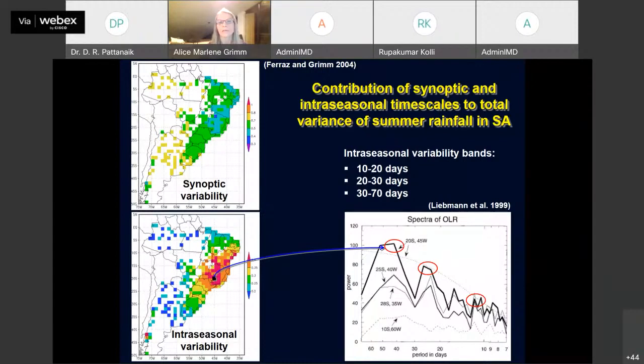Looking at the intra-seasonal variability in this region, it's possible to see that this variability has components in three main variability bands: 10 to 20, 20 to 30, and 30 to 70 days. And the spectra of this intra-seasonal variability in this region show that, compared with the reference red noise, the Madden-Julian oscillation, which is here in this band, has a very significant contribution.